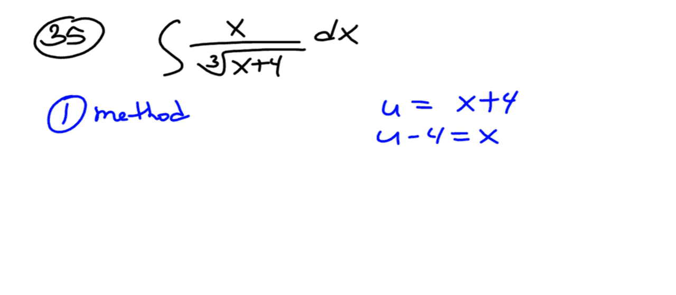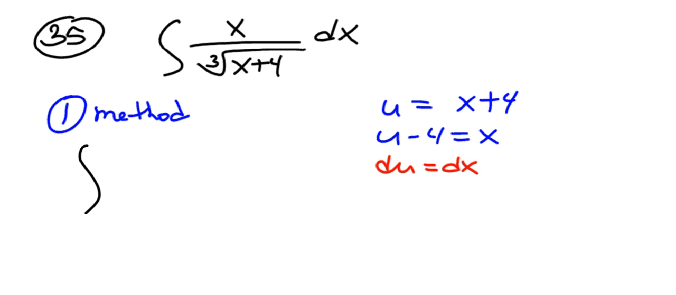Now I do have to take the derivative yet, so I have du, and then if I take the du of the first equation, the derivative of x plus 4 is 1, and I'm going to multiply both sides by the dx. So I have du equals dx. So I'm going to have to use all three of these equations to do my substitution.